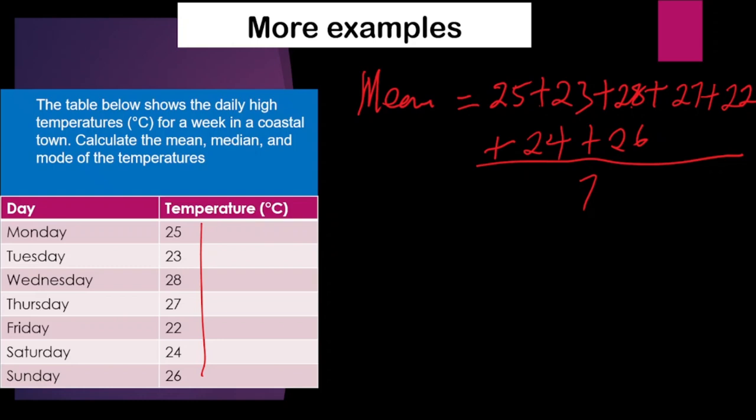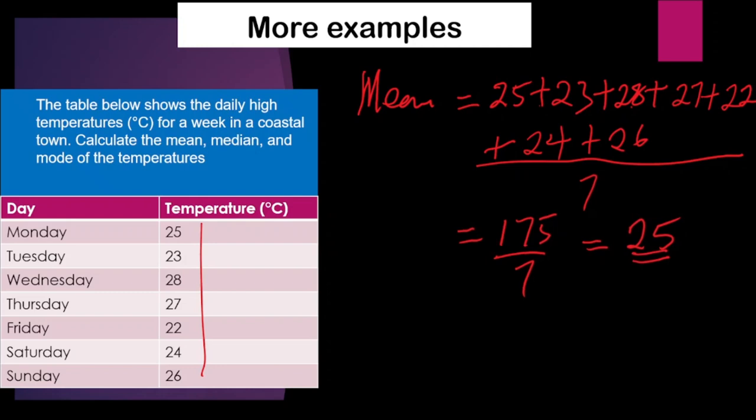So this gives 175. So that is equal to 175. 175 divided by 7. So we now divide this by 7. So this gives us 25. So the mean is what? The mean is 25. I hope this is clear. So that is that on this one.